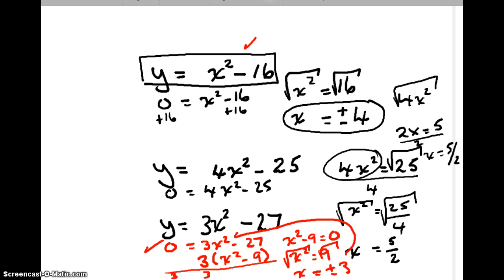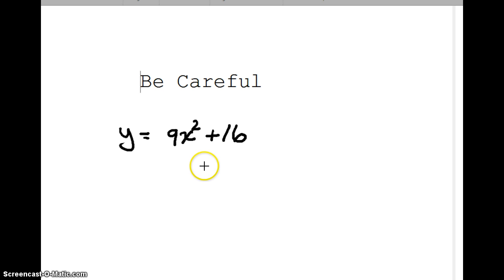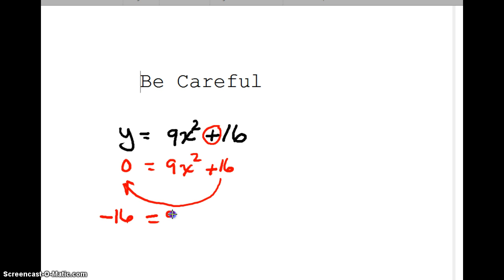And this is it. Make sure that this is minus. Okay, we'll set this equal to 0. We have 9x squared plus 16. I'm going to move this onto the other side. And now I have negative 16 equals 9x squared.